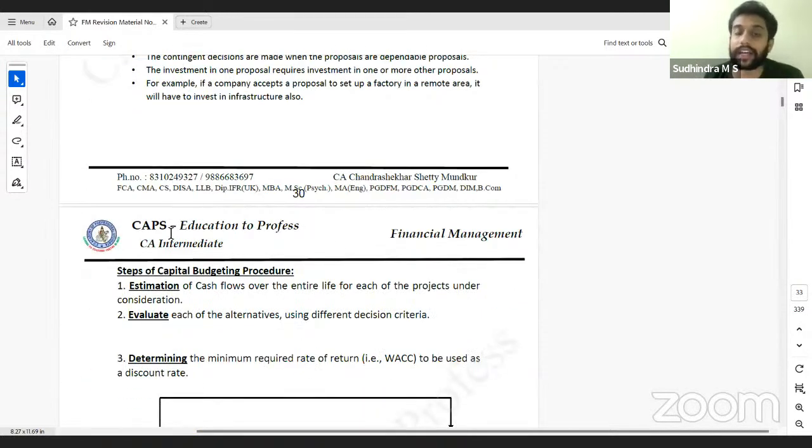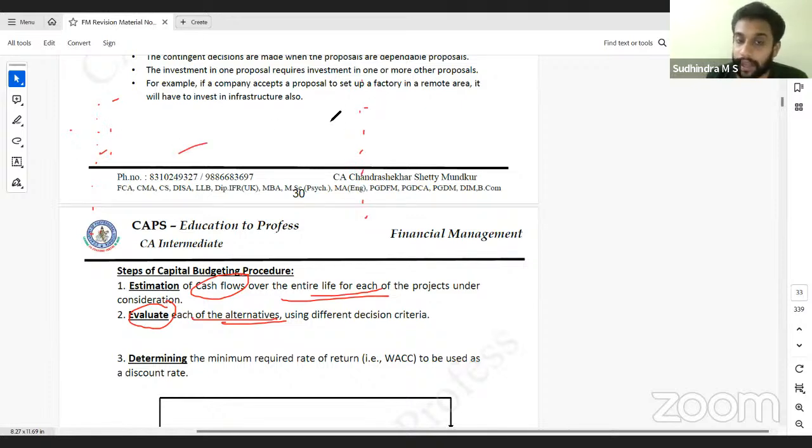Then what do we do in capital budgeting? First, we will estimate all the cash flows over the entire life of the project. By purchasing the machinery, what would be the cash flow over the life of the project? That is what we first estimate. Once we estimate that, we will evaluate each of the alternatives available. So if there are two machineries, then in both cases, we would have that estimation of cash flows. Evaluate, compare. Determine the minimum required rate of return, the discount rate.